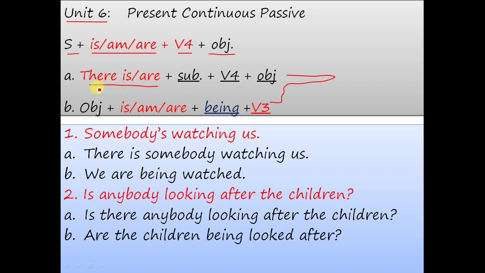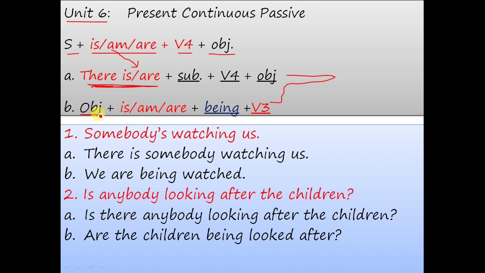So while composing an active sentence using there is or there are, let's see the structure. First, we use there, and we use the same auxiliary verb that is given in the question, is or are, and then we use the same subject, and then V4, and then object. It means there is or there are plus subject, V4 and object. And present continuous passive, see the structure.